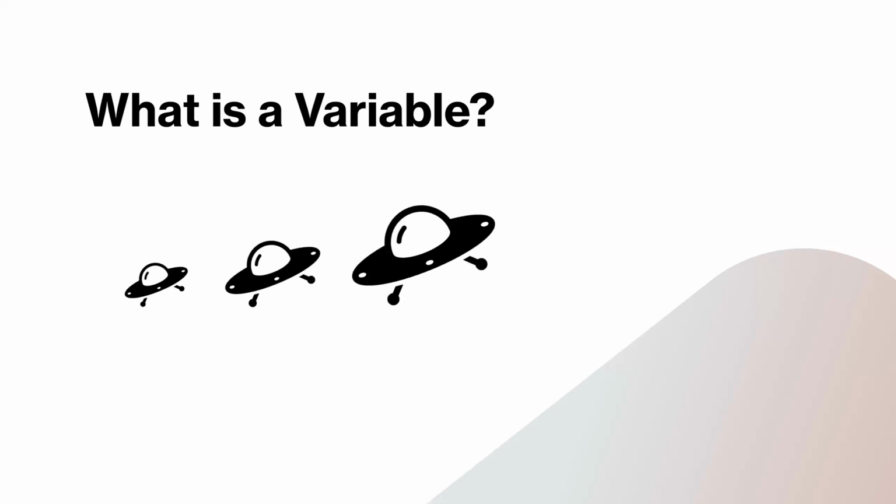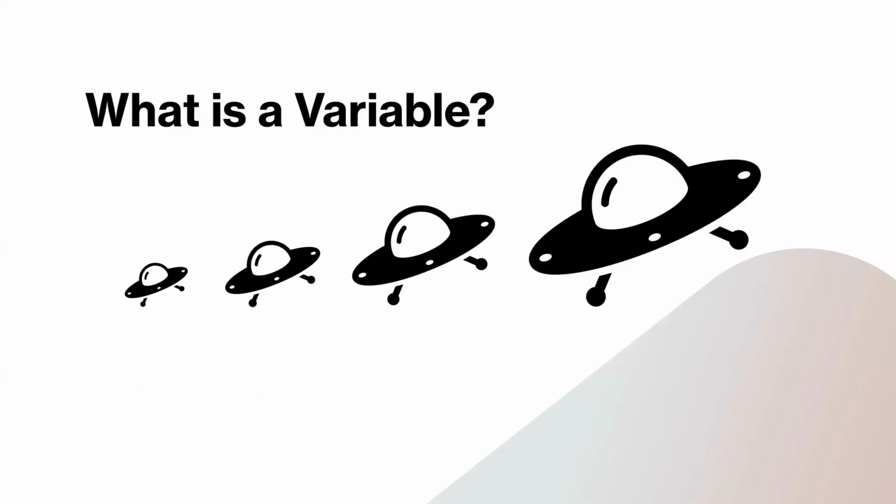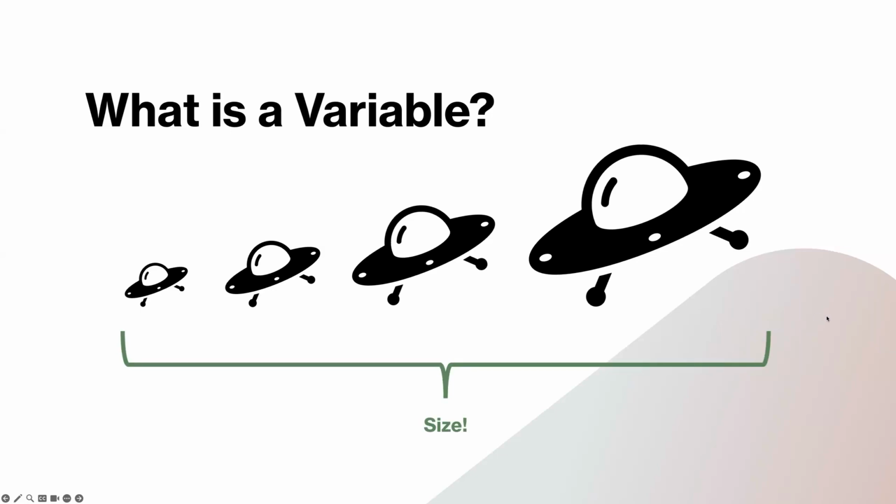So for example, here we have 4 spaceships that are identical except for size. That is the only thing that's changing. So everything else is staying the same. There's no variation in color. There's no variation in shape. The only difference is that the size is different. And so that's the only variable present. So when we talk about looking at student test scores, students are not a variable because they don't change.